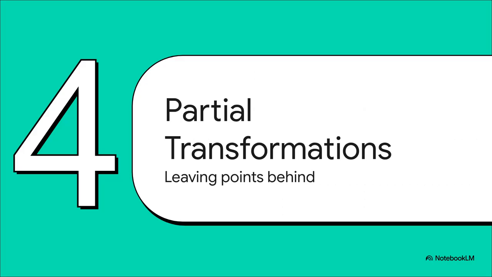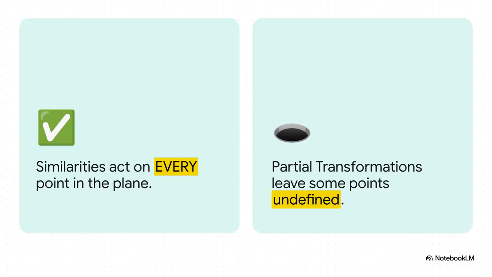Section 4, exploring partial transformations. The contrast here is super foundational. Up until now, every similarity we've talked about acts on every single point in the plane. No point gets left behind. But partial transformations, they are the geometric rule breakers. Under a partial transformation, there are certain points, very often the center point itself, that simply have no mathematical image at all. They're left completely undefined, basically just dropping off the map entirely.